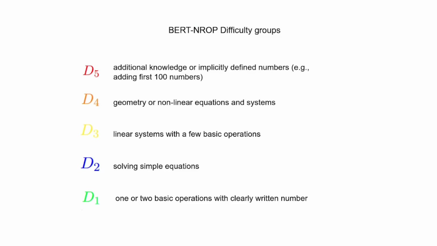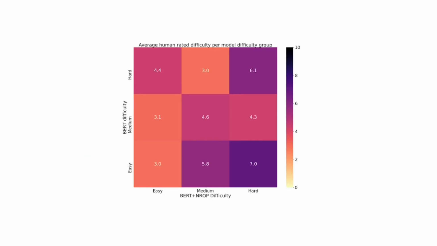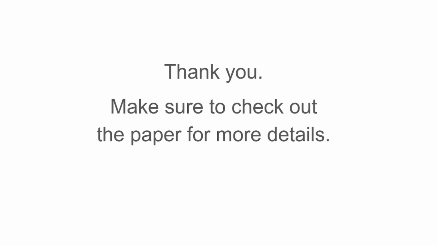Manual inspection shows that for BERT NROP, these groups show somewhat expected patterns ranging from single operations to number theory problems or those that require additional knowledge. We did not observe a similar pattern for BERT, except the easiest group, where the model chooses the answer that is somewhat different from the other candidates. To confirm our observations about the difficulty, we conducted a human study, but for that and more details, we encourage you to check out the paper.